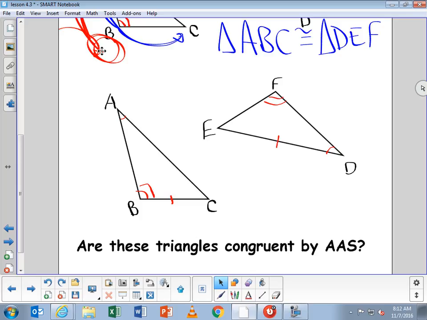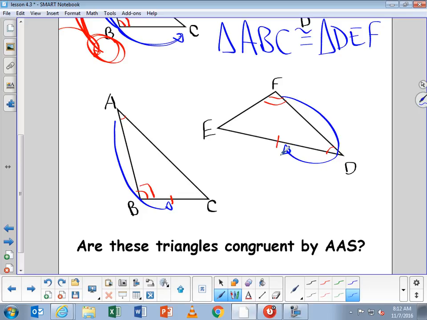Okay, let's look at it. Isn't this an angle, and then another angle, and then the very next side? Doesn't that appear to be angle, angle, side? Yes, it does. It's the same order. Okay, slow down. It does appear that way at first glance, doesn't it?